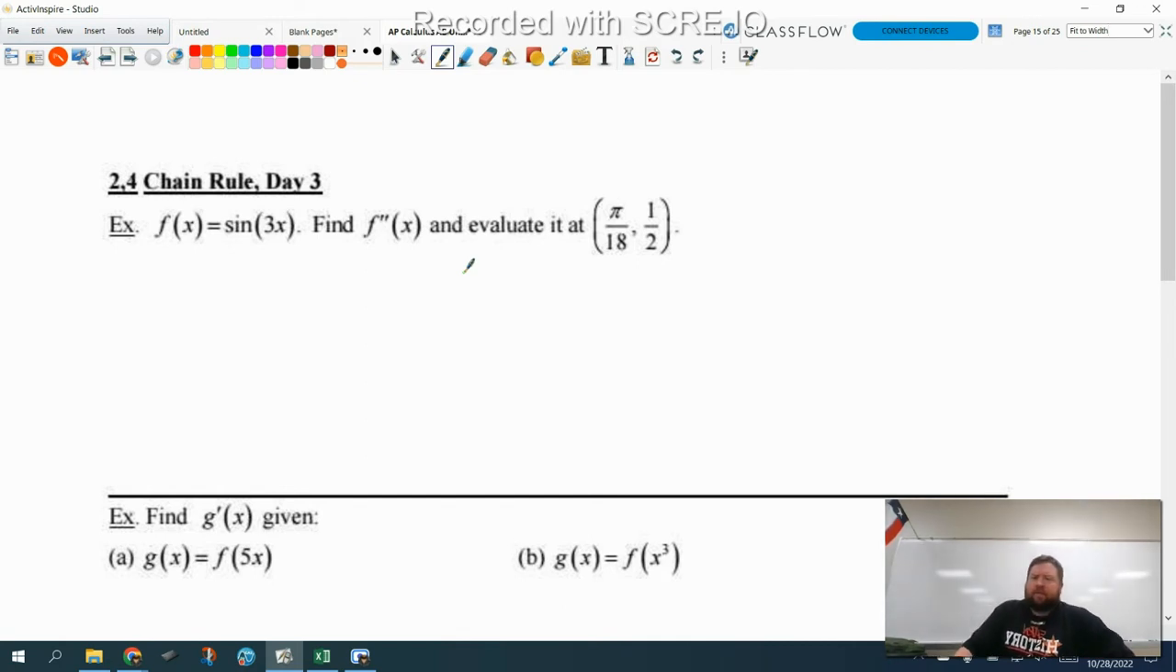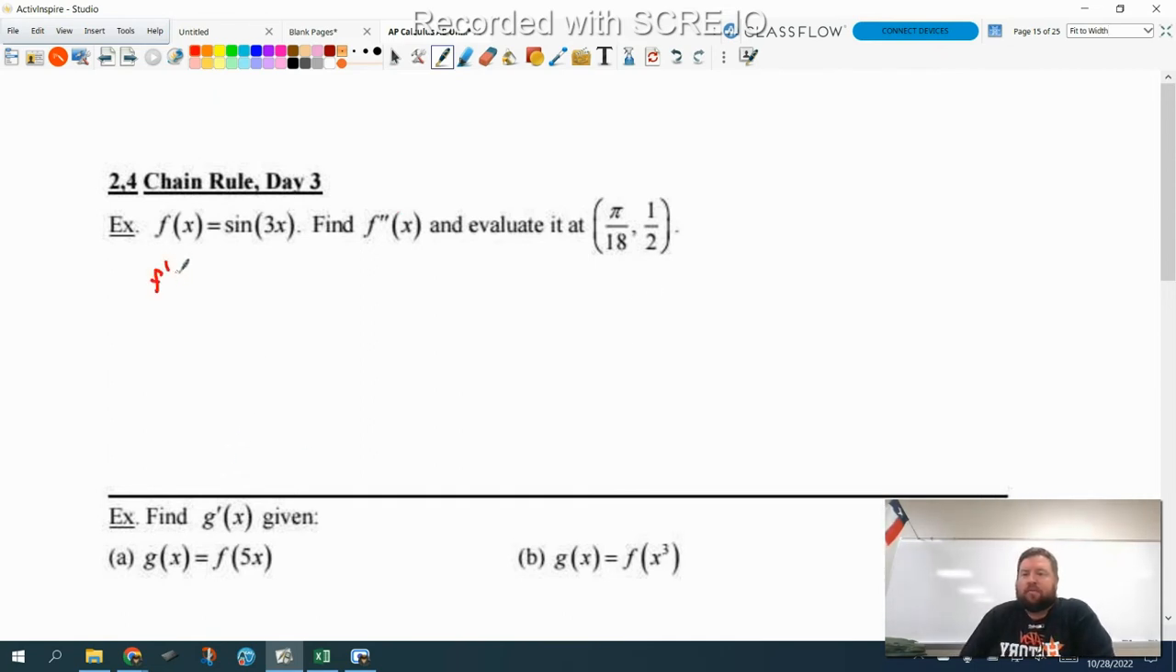All right, so we have f of x equals sine of 3x. We see our composite function there. We have the 3x inside the sine function. So that's a signifier that the chain rule is going to get used. All right, so this one asks us to find the second derivative, f double prime of x, and then we're going to evaluate it at this point over here.